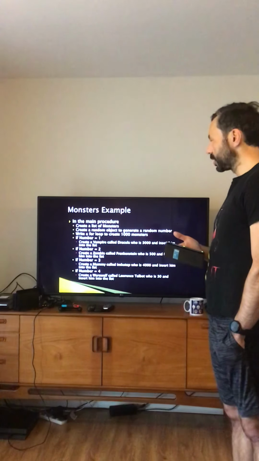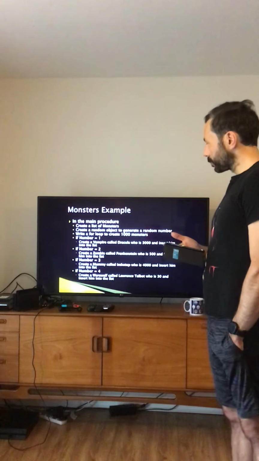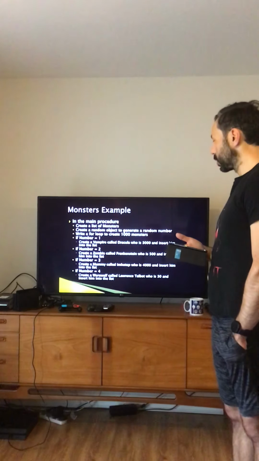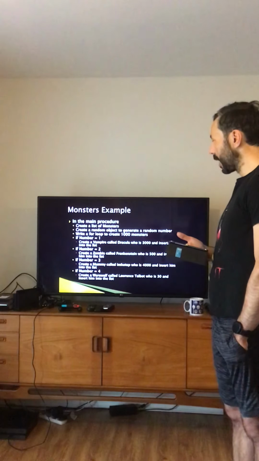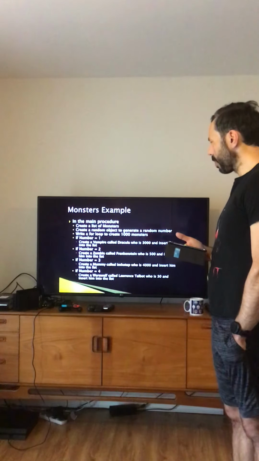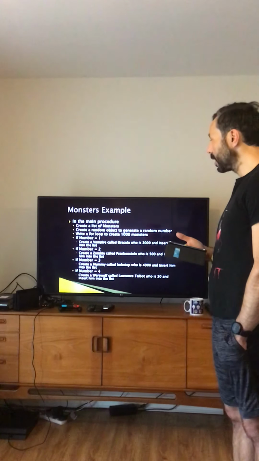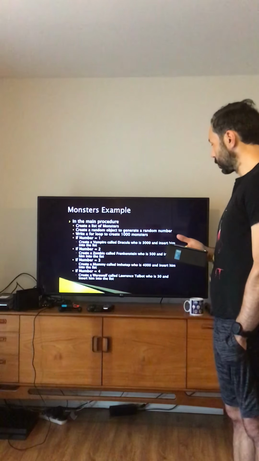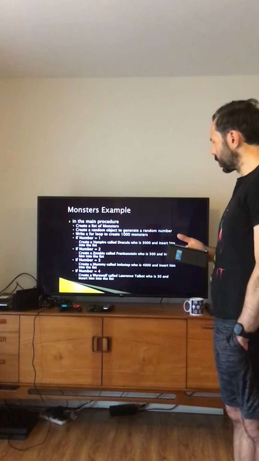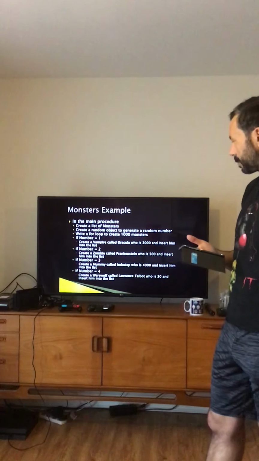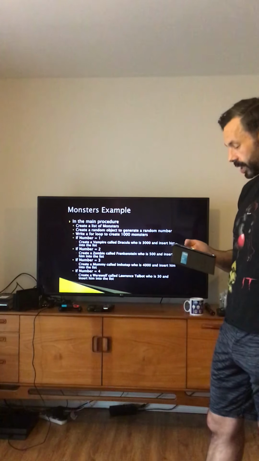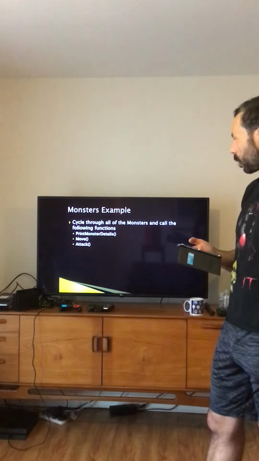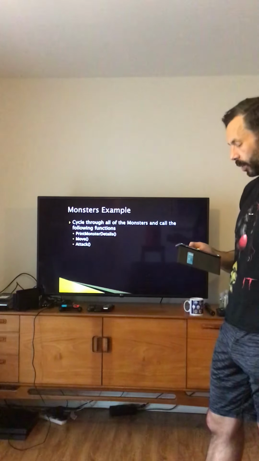So, got all the code to write for this too. In the main procedure, we're creating a list of monsters, and we're creating a random object to generate a random number, in order to assign what those monsters are actually going to be. You write a for loop to create 1,000 monsters. If number is equal to 1, create a vampire called Dracula who's 3,000, and insert him into the list. If it's 2, you're creating a zombie called Frankenstein who's 500, and insert him into the list. If it's 3, a mummy called Imhotep who's 4,000, and insert him into the list. And then poor Lawrence Talbot, who's only 30, we're just going to put him into the list, and he's number 4. So great. Then we'll cycle through all the monsters and call the following functions. We're going to print the monster details, we're going to move, and we're going to attack.